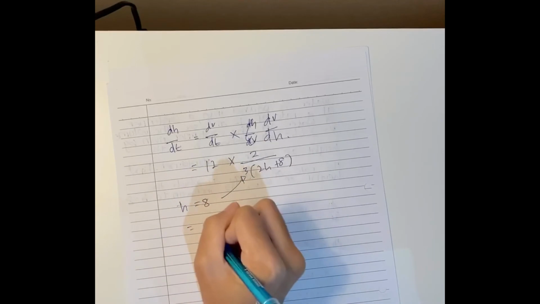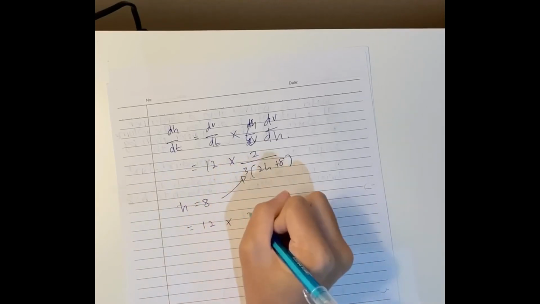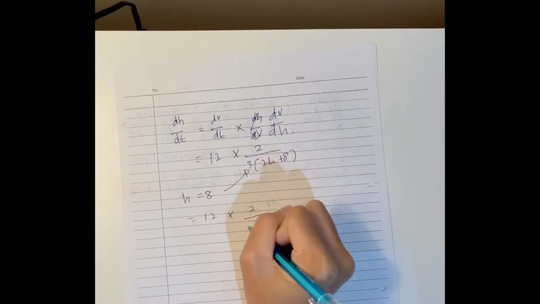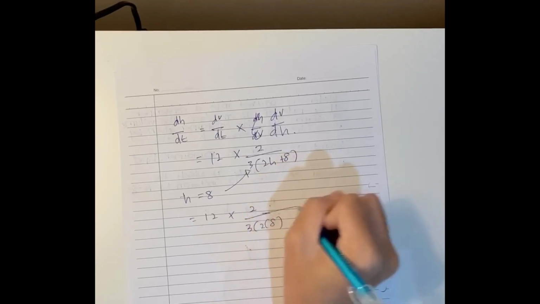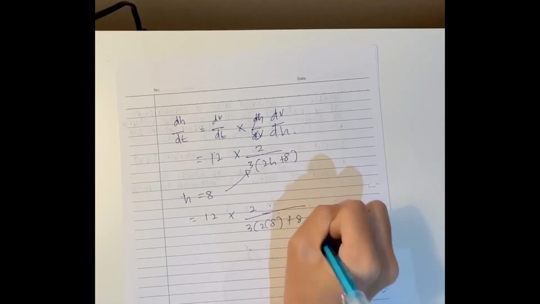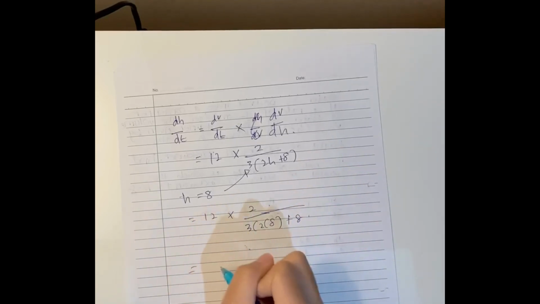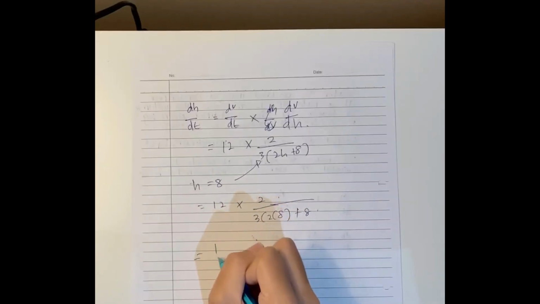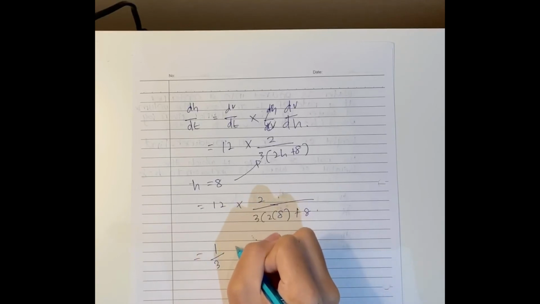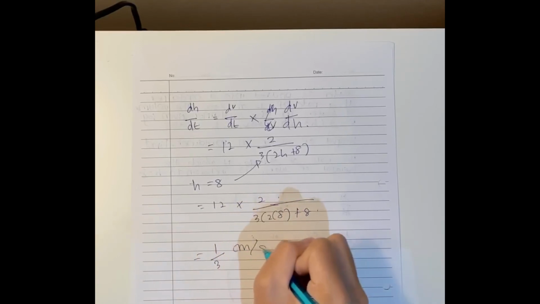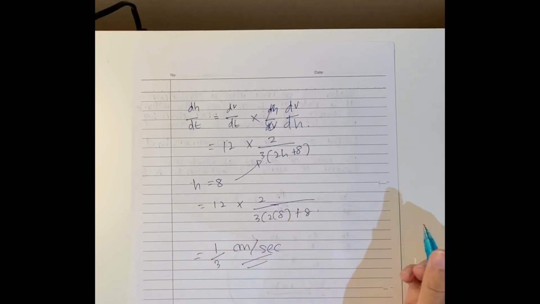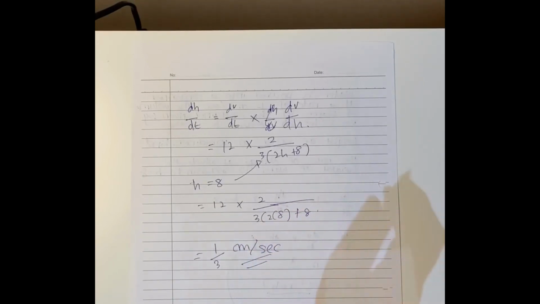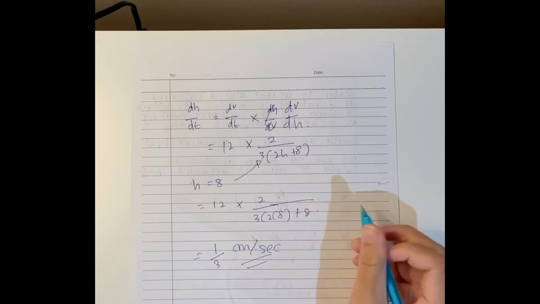So it equals 12 times 2 over 3, times 2 times 8 plus 8. Then the final answer is 1 over 3. The unit is centimeter per second. To find the unit, we need to refer to dh over dt, which is height over time.